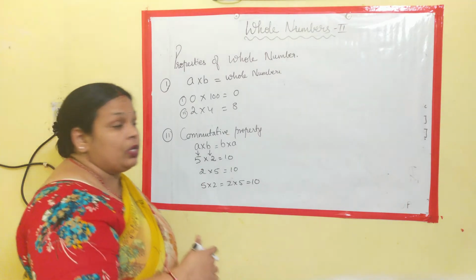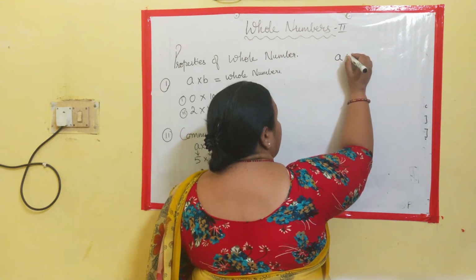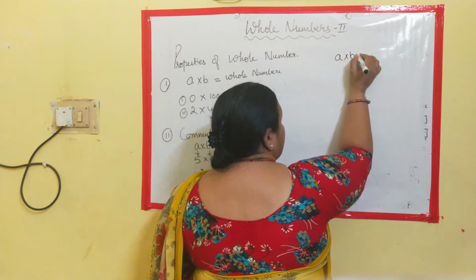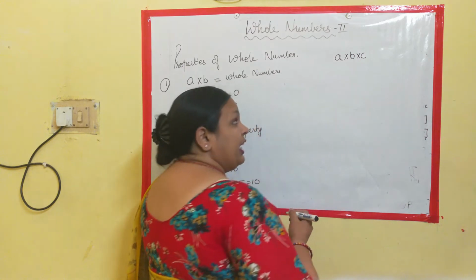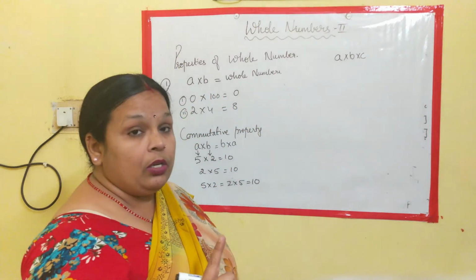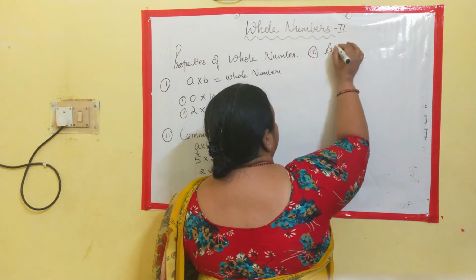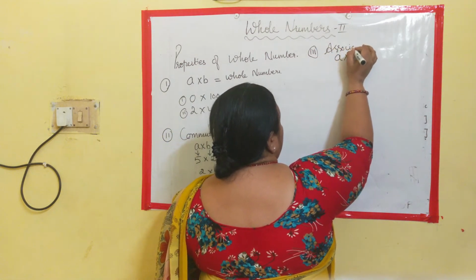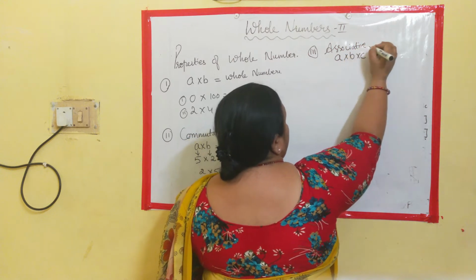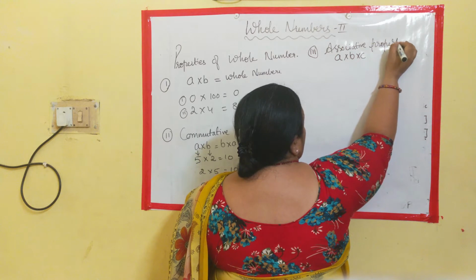Let's check the associative property here. For the associative property, we need 3 whole numbers, that is A into B into C. There it was addition, so we used the plus sign. Here it is multiplication, so you are using multiplication. This is your third property, associative property.